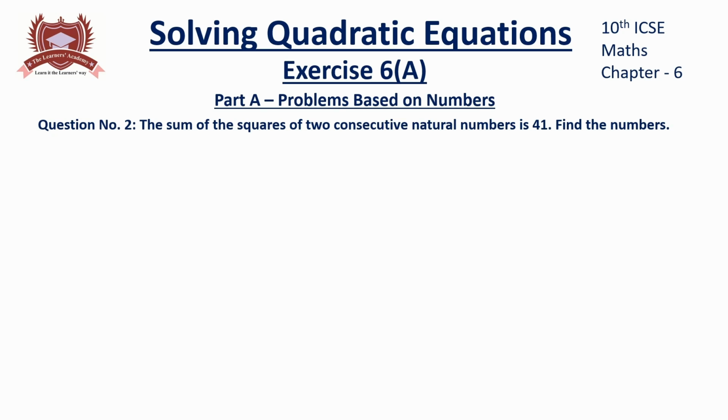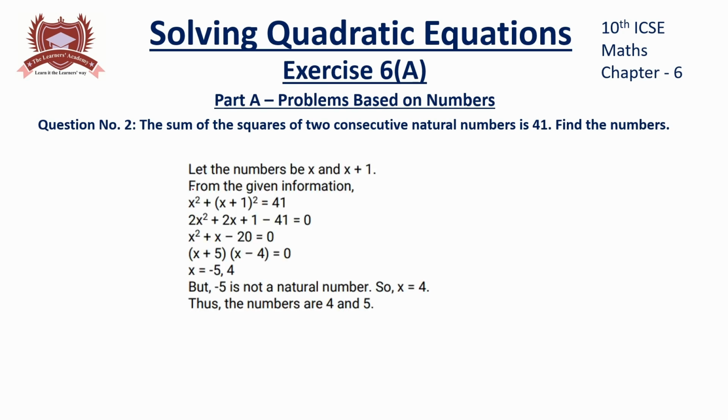Now, this is question 2 from exercise 6a, which says the sum of the squares of two consecutive natural numbers is 41. Find the numbers. So we have two numbers, they're natural numbers, and the sum of their squares is 41. It's one of the easiest examples that we can deal with this year. So if the first number is x, the other number would be x plus 1.